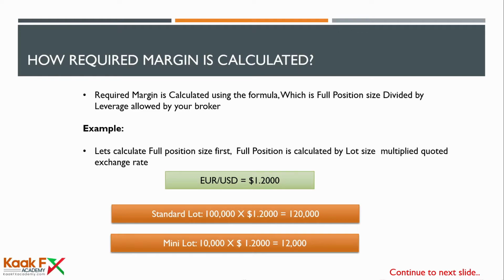Let's say we are trading EUR/USD with a quote price of 1.2. In this case, if we are trading a standard lot, which means 100,000 of the base currency, times 1.2, that is 120,000 in value. If we are trading a mini lot, it would be 10,000 in base currency times 1.2, which would be 12,000 in value. Okay, now we know the full position size pricing for a standard lot and also for the mini lot. Let's move on to the next slide and do the rest of the calculation.